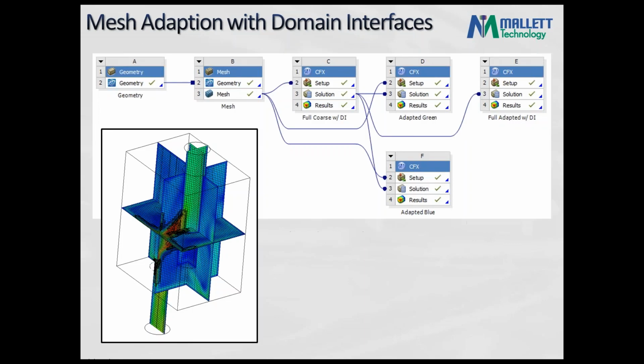Next slide. So here's the final example. So that's what happened to E. Actually, I had erased the connection to E in the last slide. But that model is the full model with both adapted meshes and the domain interface. And you can see in the full final model that we have exactly what we were after, the full model adapted with domain interfaces. So that's a neat little technique, and it will allow you to work around this limitation.